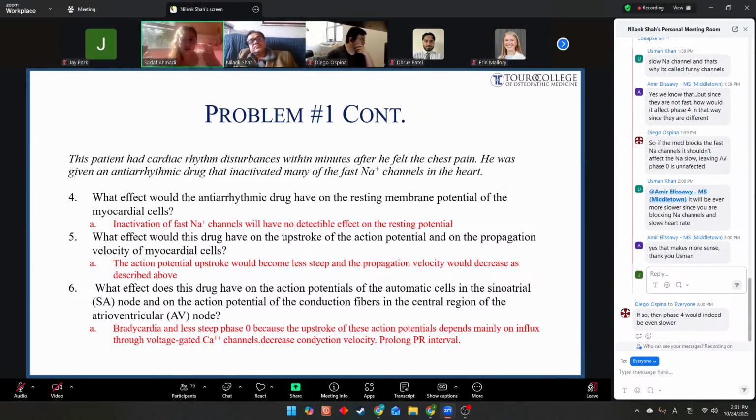Because of the slower conduction. Yeah. So what is the PR interval? It's the time from initial depolarization of the atria to the initial depolarization of the ventricles. Beautiful. Great. So why is it prolonged now? And you said that earlier. Because of the increased time in depolarization. Very good. Of which phase? Phase 4. Very good. Super. Beautiful.